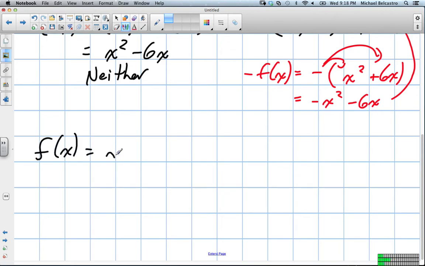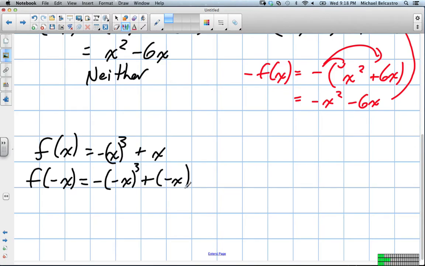The next function they gave you was f of x equals negative x cubed plus x. Same idea, we take f of negative x. This is how we test it. We're just replacing x with negative x in this function. So we get negative x cubed plus negative x.